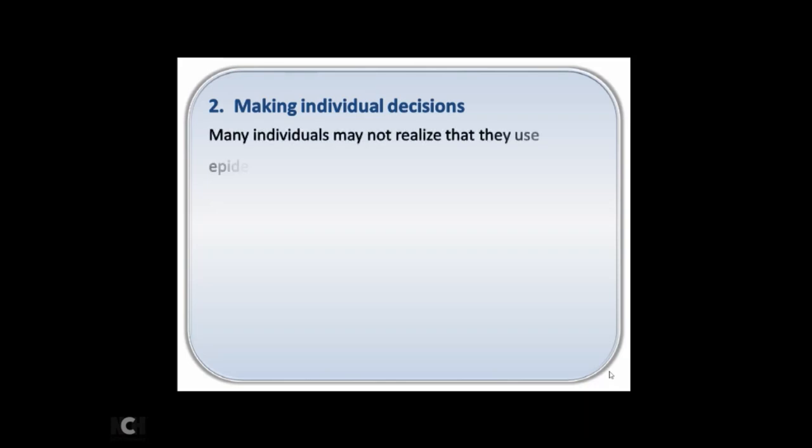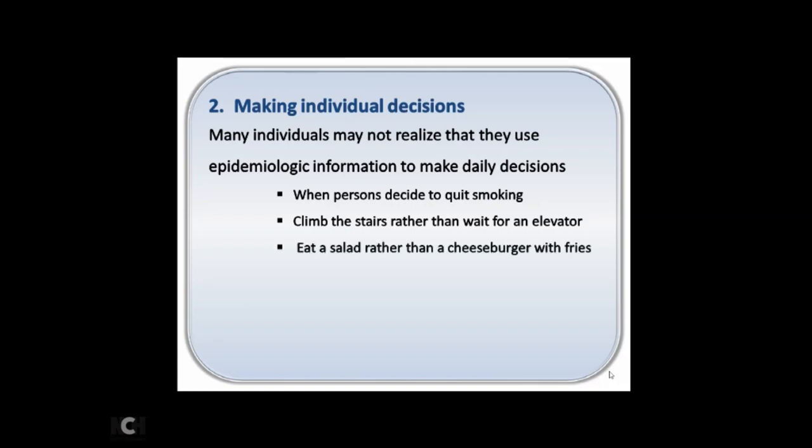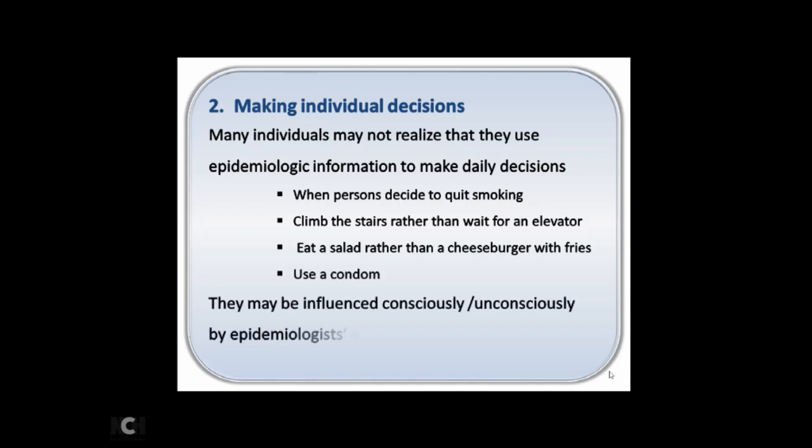Many individuals may not realize that they use epidemiologic information to make daily decisions. When a person decides to quit smoking, climb the stairs rather than wait for an elevator, eat a salad rather than a cheeseburger with fries, or use a condom, they may be influenced consciously or unconsciously by epidemiologists' assessment of risk.